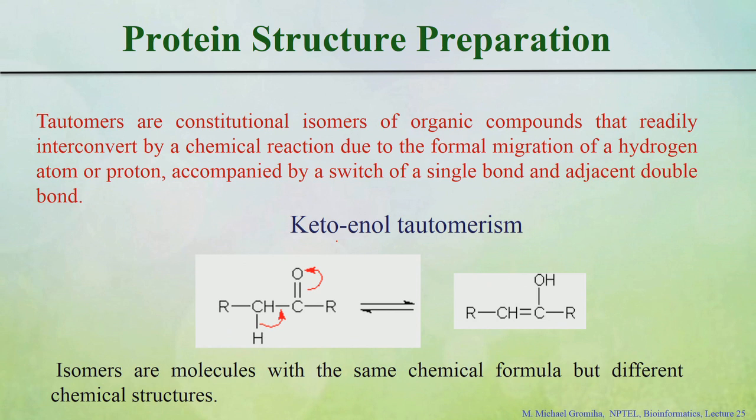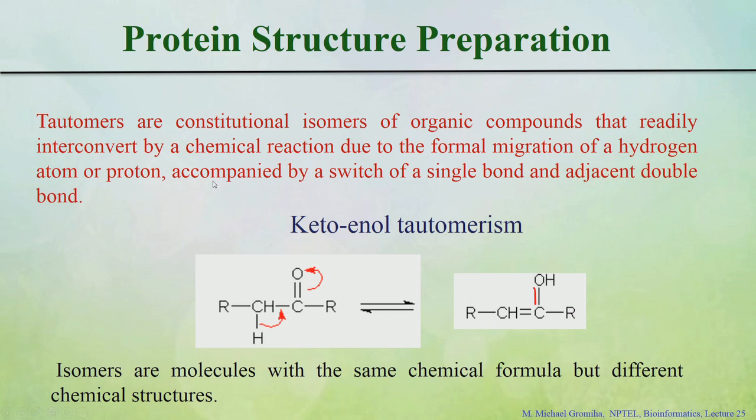These are isomers of organic compounds, right, they interconvert by a chemical reaction, for example, from keto to enol, due to the migration of a hydrogen atom or proton, right, from the single bond to an adjacent double bond. See here this H, this is CO, this is the keto group. So, protonation happens here, then finally this single bond is OH, this is called keto-enol tautomerism, right. So, what are isomers? They have the same chemical formula, but different chemical structures, right.